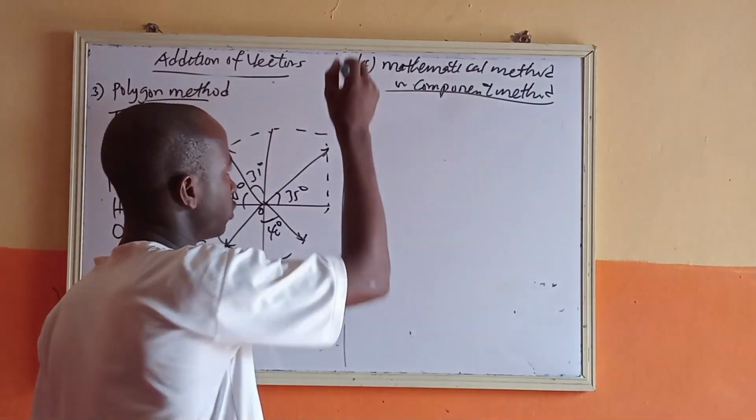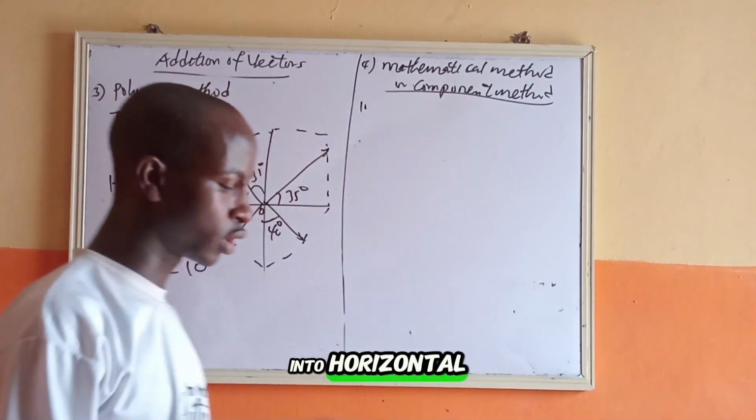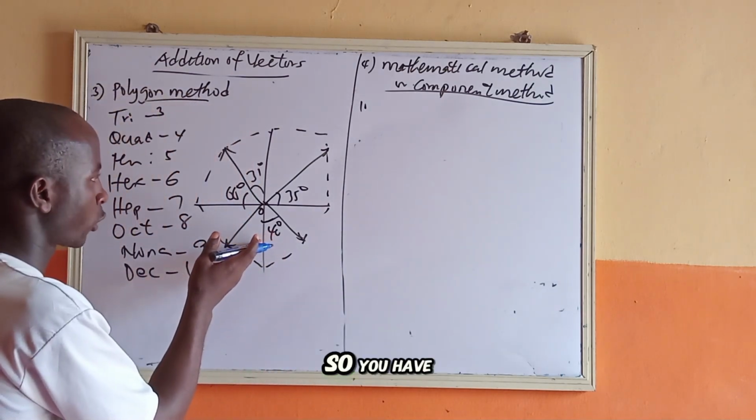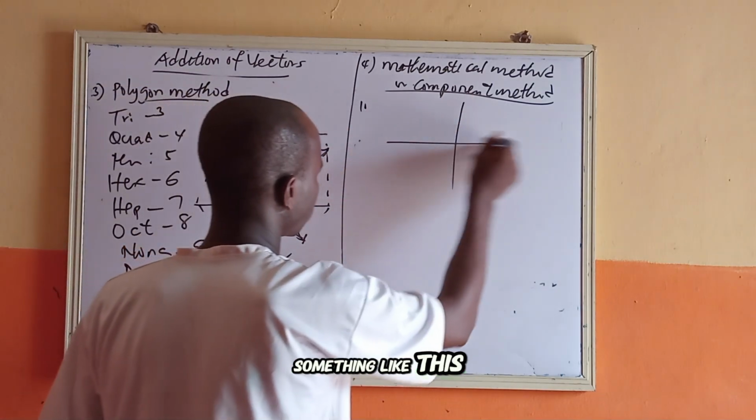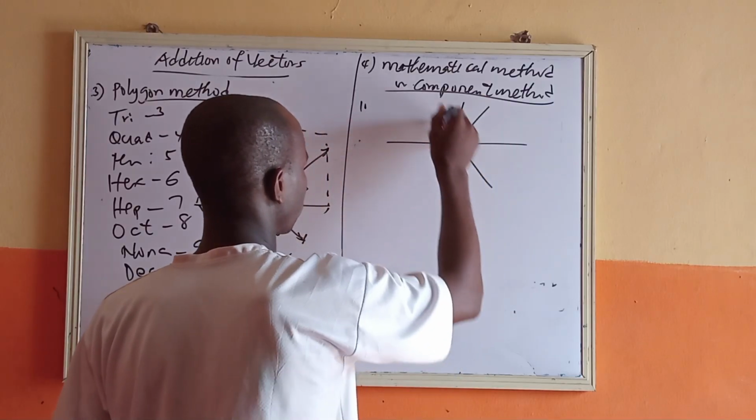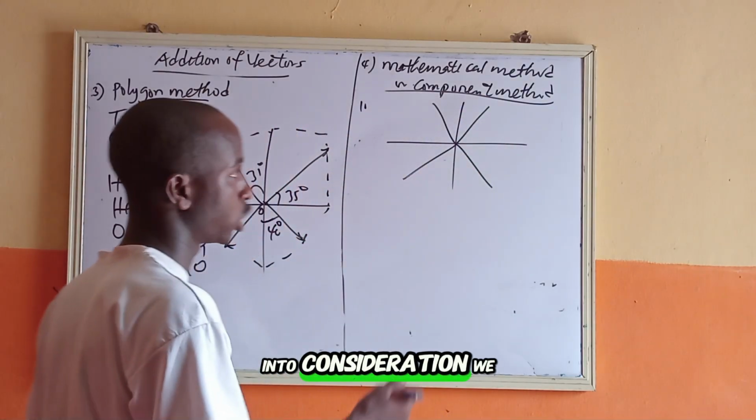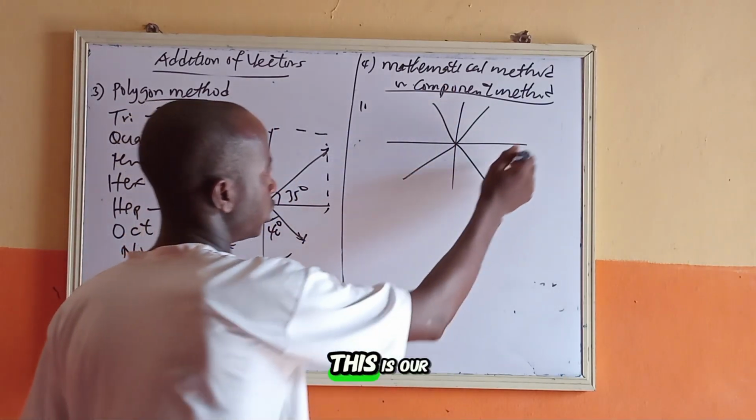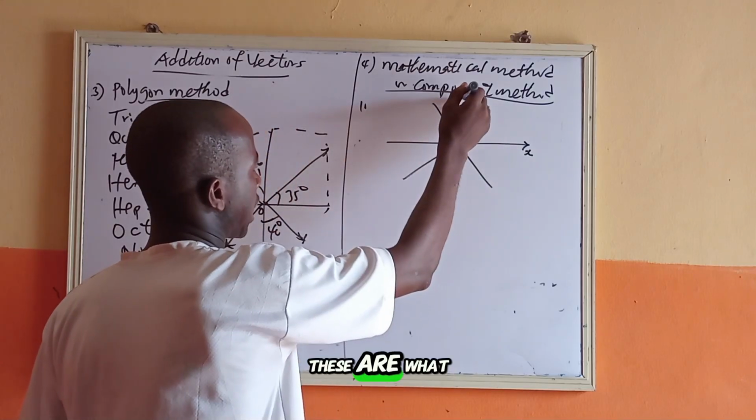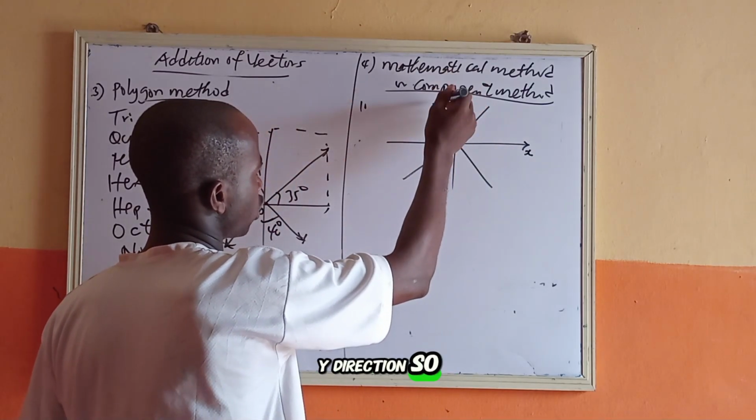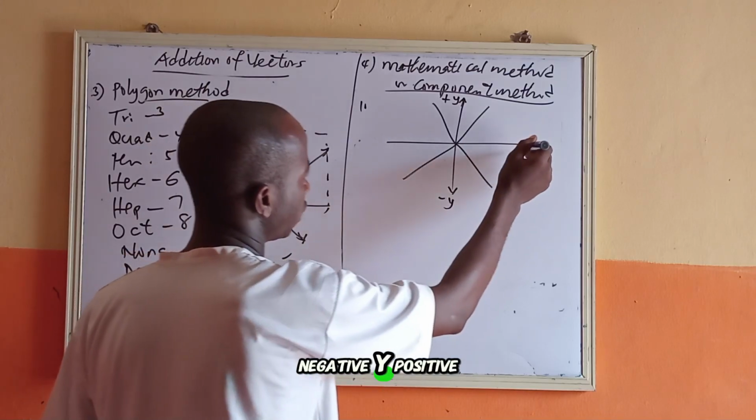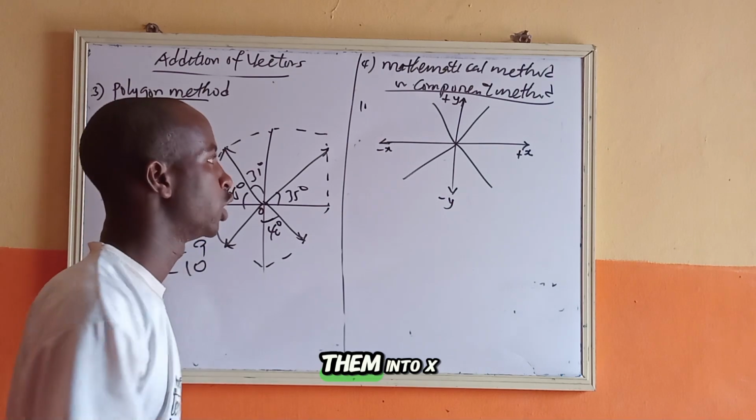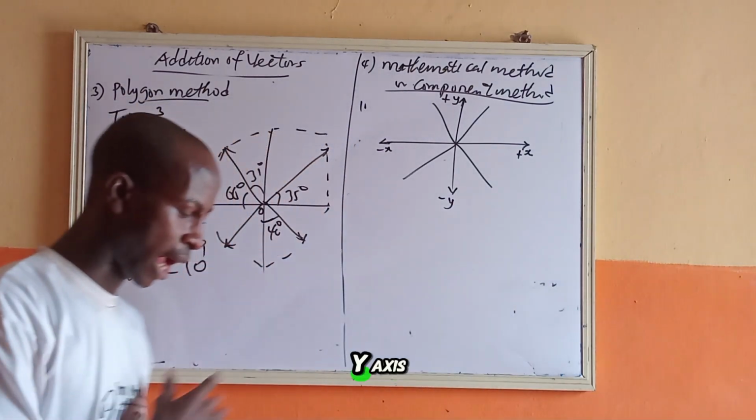The first thing is resolve each vector into horizontal and vertical axis. It's like this now. Normally we know that our direction is into two. This is our x direction. This is our y direction. So positive y, negative y, positive x, negative x. So first of all you resolve them into x axis and then y axis.